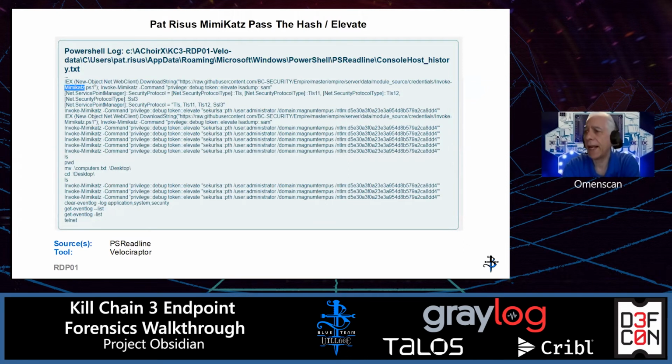Another piece of added information that we can add to what we know about this machine is we see now in Pat Reese's console history that Mimikatz was run, Invoke-Mimikatz from PowerShell Empire. And these hashes were used, you'll see the hash being used to escalate this machine to administrator.